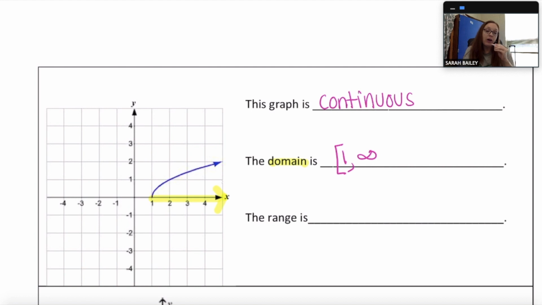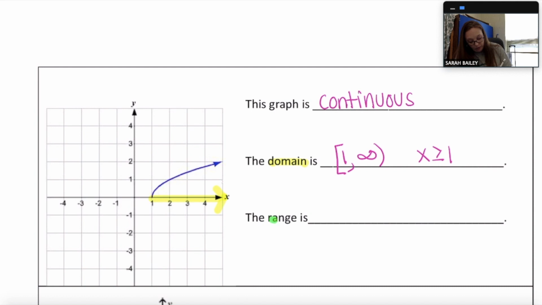And then around infinity, anytime you're dealing with infinity, you always have a parentheses around there. So that's how the domain would look in interval notation. If I'm going to write it using that inequality symbol, we're saying x can be any number greater than or equal to 1. So I could just write this, x greater than or equal to 1. Okay? Let's talk about our range next.